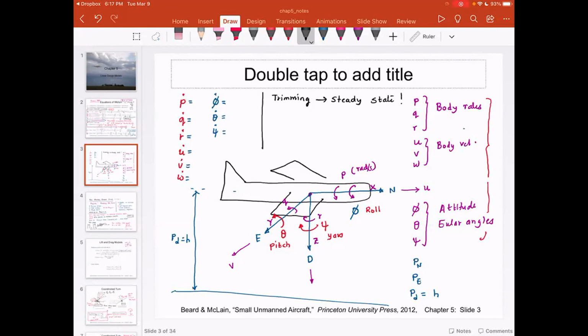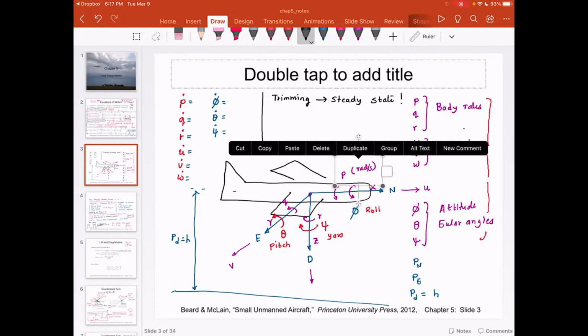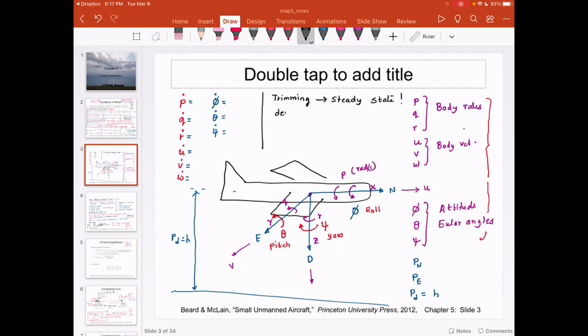Trimming means steady state. In steady state, the derivatives are going to be zeros. So this is something you have to keep in mind. Derivatives are equal to 0. However, when you are operating with certain constraints, or you are having an aircraft fly in a particular flight regime, you can relax some of those constraints.